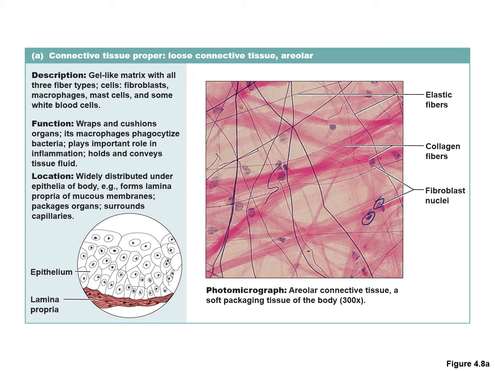Right, so it's a widely distributed tissue, and you will find it under epithelia of your body. Your skin, we will discuss it later, it's made from epithelial and connective tissue, and just underneath the epithelial tissue, you will have this areolar connective tissue pretty much covering your whole body. And also it forms the lamina propria of the mucous membrane. I'm reminding you that mucous membranes cover open body cavities. It also surrounds the capillaries, right?